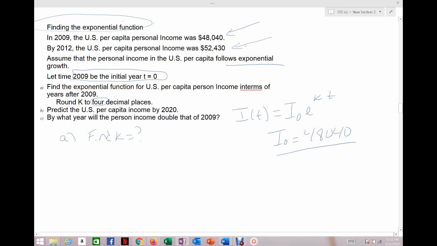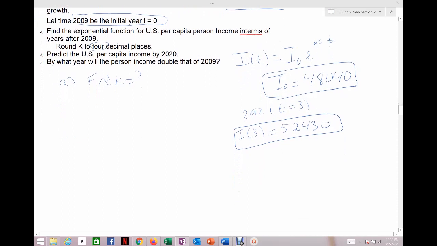Then they gave us this other piece of information. They said by 2012, which would be time 3, right? It's 3 years after 2009. So at time 3, our income was $52,430. And this is the piece of information I'm going to use in order to find our exponential function.